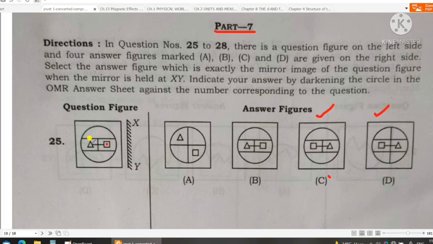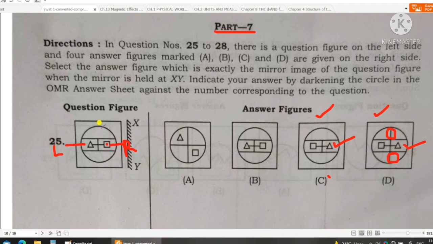Like next step, this triangle is in the left part, and this part is the right part. So this left part becomes right part. You can see here also this is on the right side. But the important thing is that in the answer figures, in this option D, this bar or this line is extra, that is not in the question figure. So here the answer is C option.